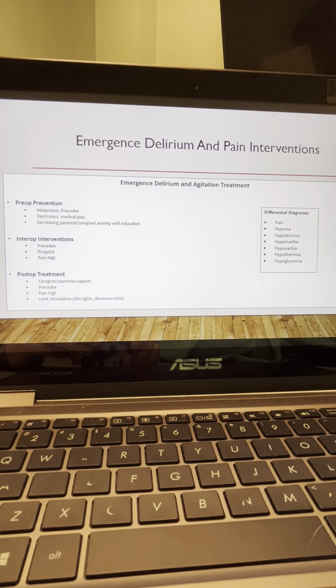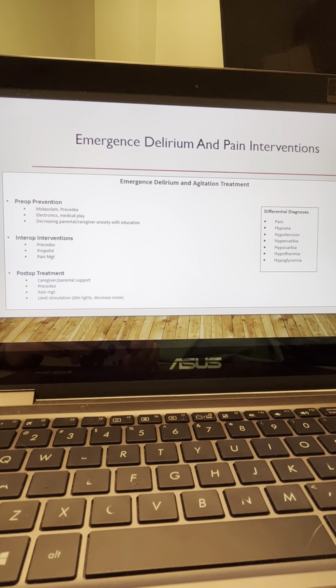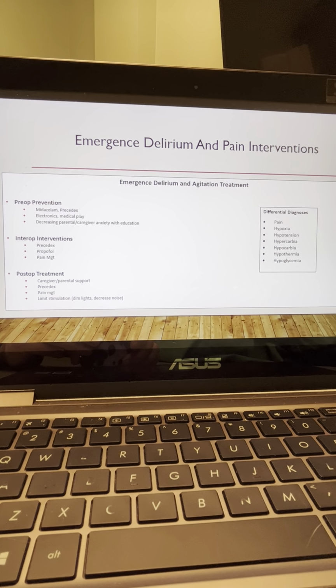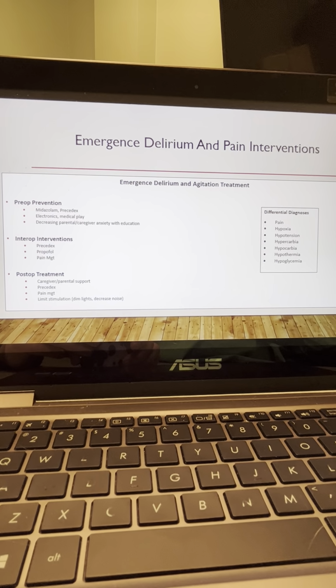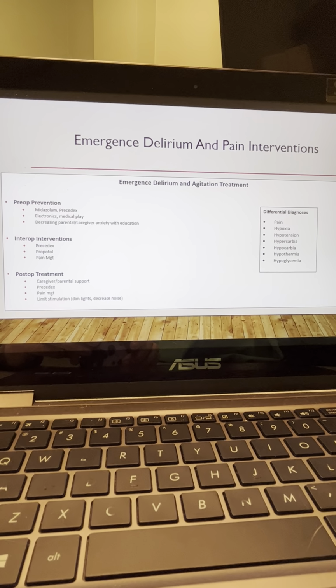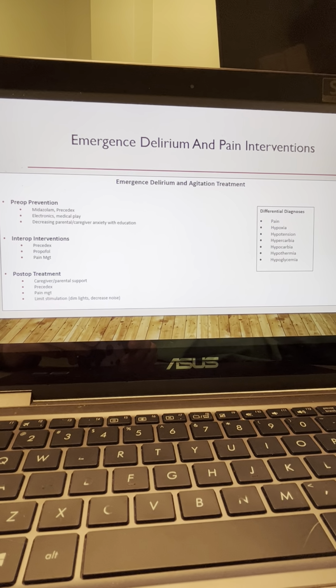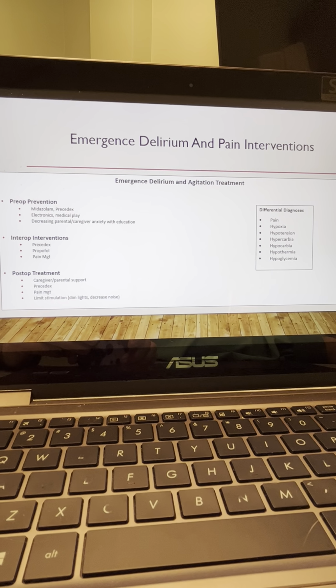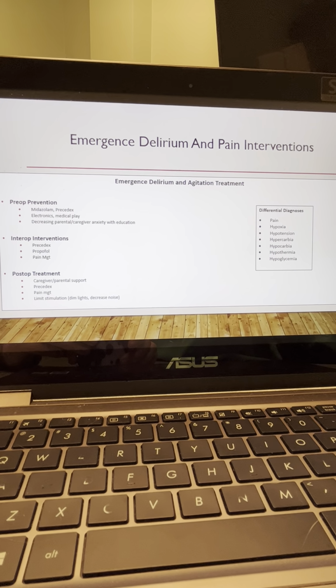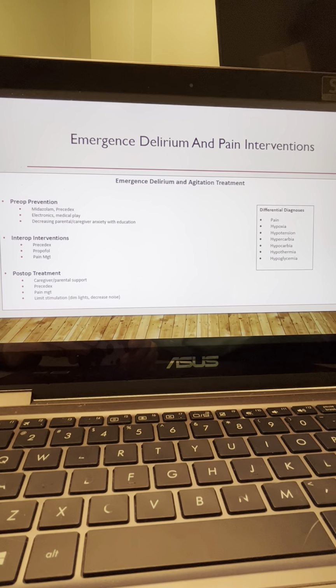Postoperatively, when they get to recovery room, caregiver and parental support. Try to get the caregiver back. It's always good to have another set of hands when you have a child that's kind of thrashing about, and try to keep them safe. Precedex, pain management, and trying to limit stimulation to the child. Keeping one nurse, dim the lights, decreasing the noise, try not to hold them down, that kind of thing.